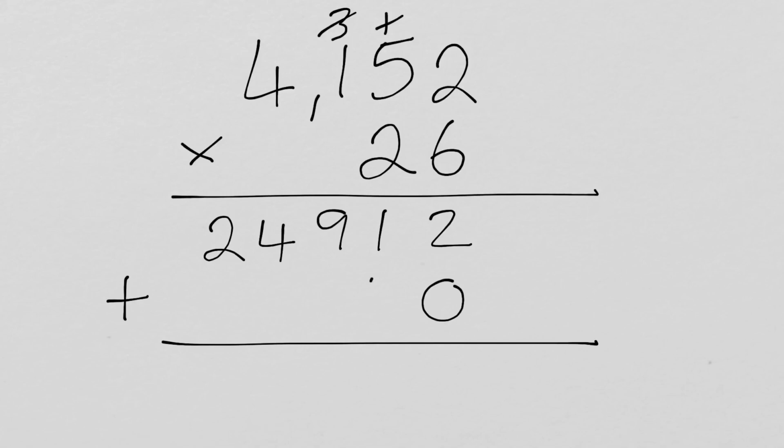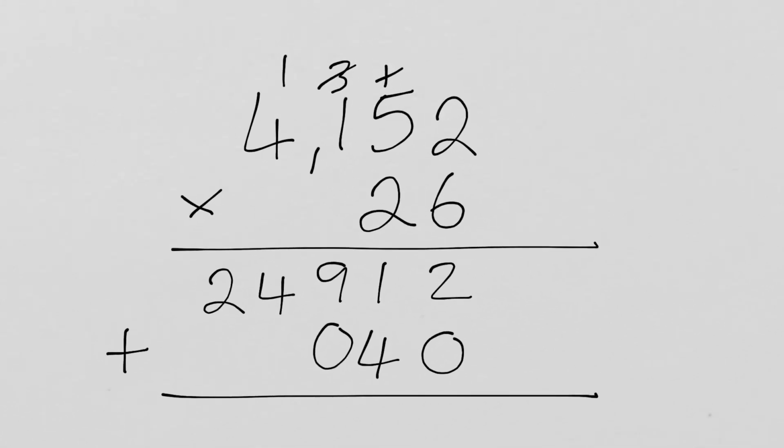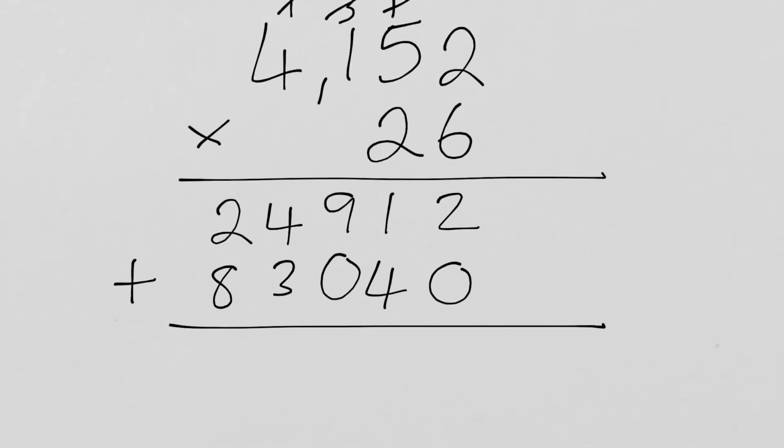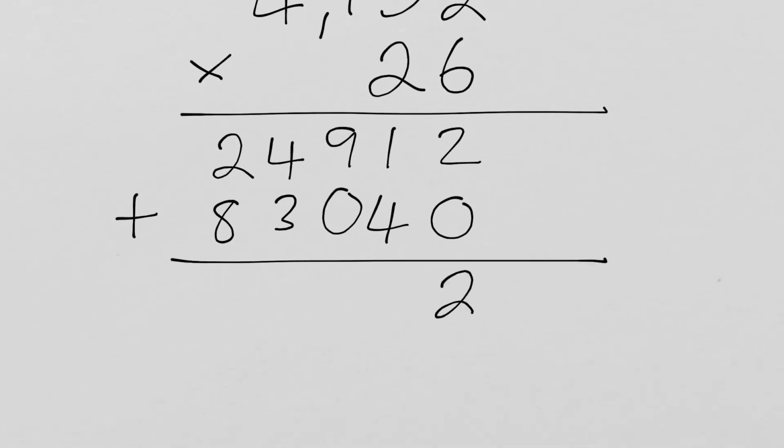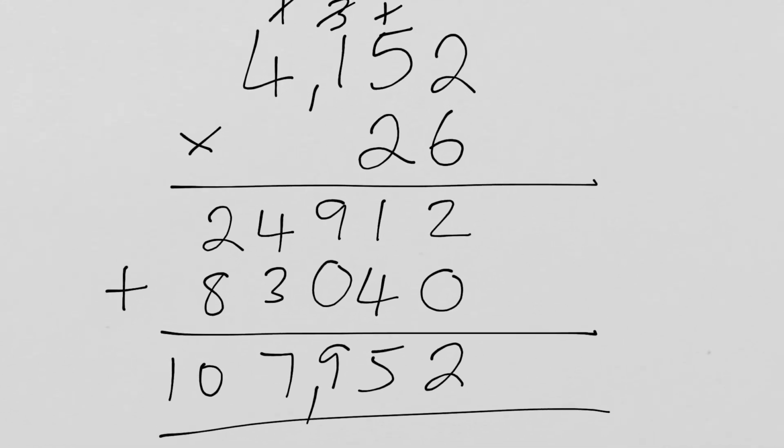2 times 2 is 4. 2 times 5 is 10. Zip that down a little bit. 2 times 1 is 2, plus that 1 is 3, and 2 times 4 is 8. And now I'm done with that. I've got to add them together. 2, 5, 9, 7, 10. 1, 2, 3, comma. 107,952. So that's double-digit multiplication, and hopefully that helped.